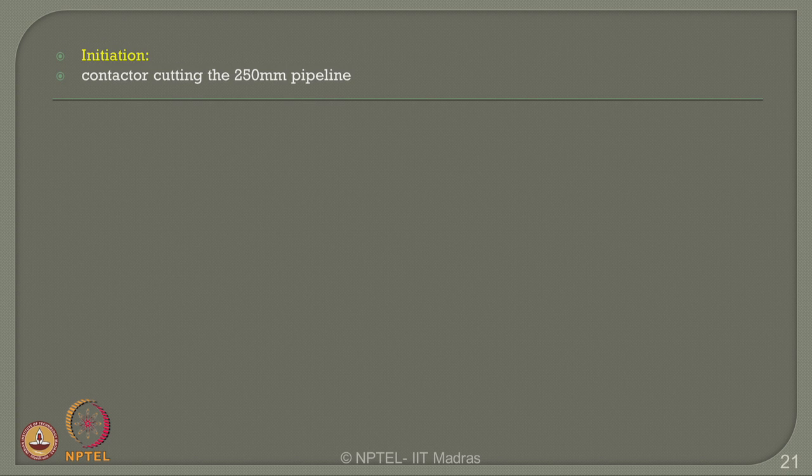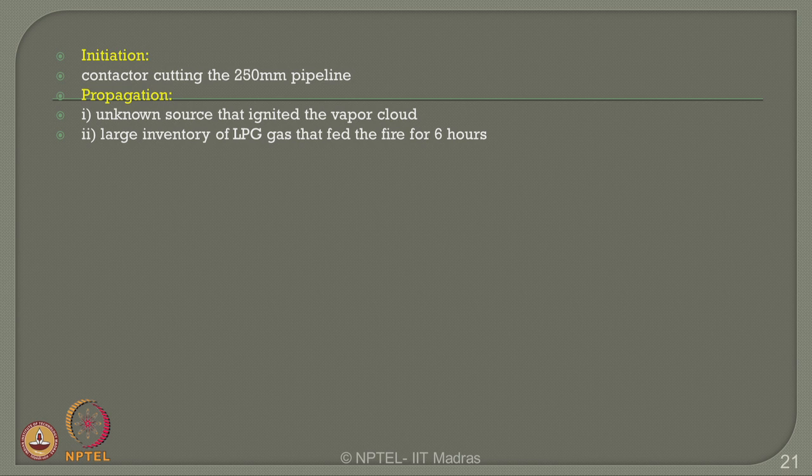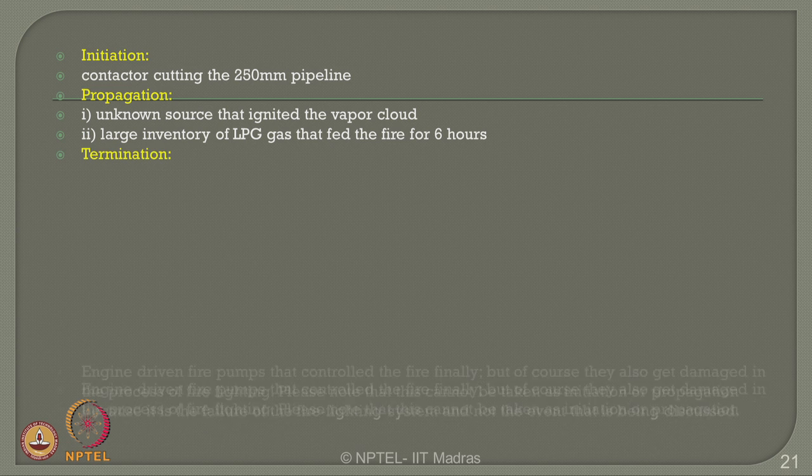Initiation may be essentially from the activity carried out by the contractor, whereas the contractor started cutting the 250 mm pipeline. Propagation initiated from an unknown source that ignited the vapor cloud. So, be careful about the inventory or the stock of hazardous chemicals near your plant. The second source of propagation can be the large inventory of LPG gas itself, which fed the fire for about 6 hours. Now, the question is how this can be terminated.